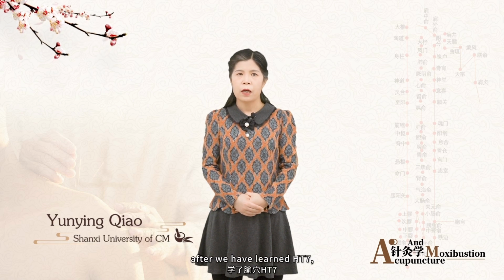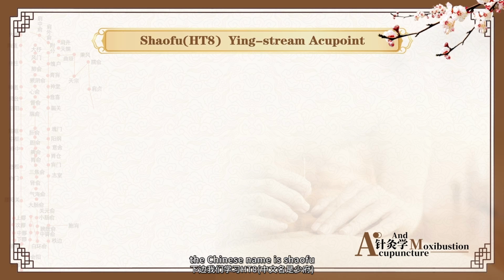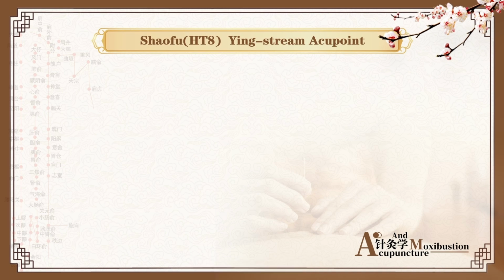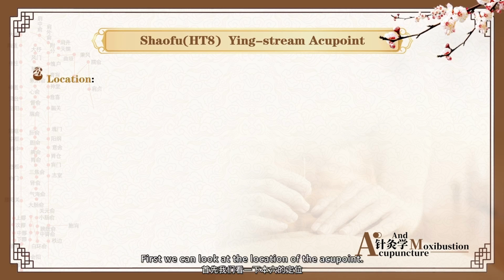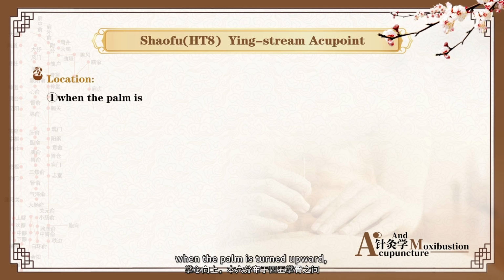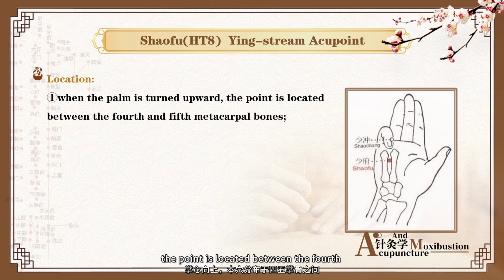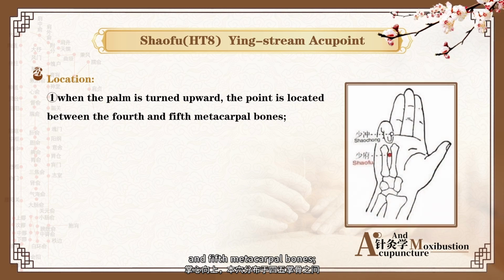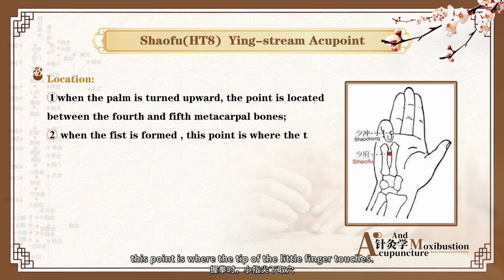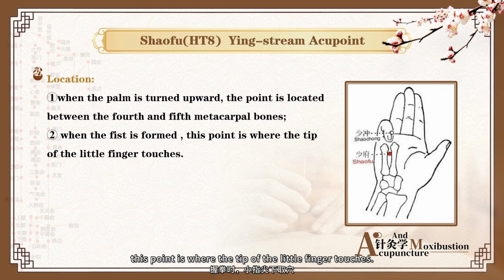After we have learned Heart 7, now we can study the acupoint Heart 8. The Chinese name is Shaofu. First, we can look at the location of the acupoint. When the palm is turned upward, the point is located between the 4th and 5th metacarpal bones. When the fist is formed, the point is where the tip of the little finger touches.